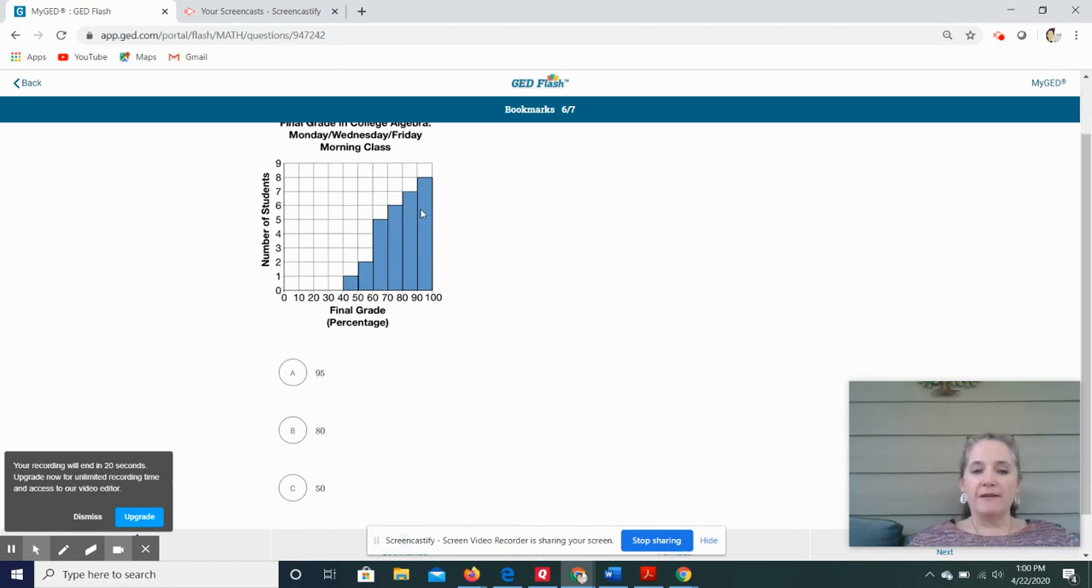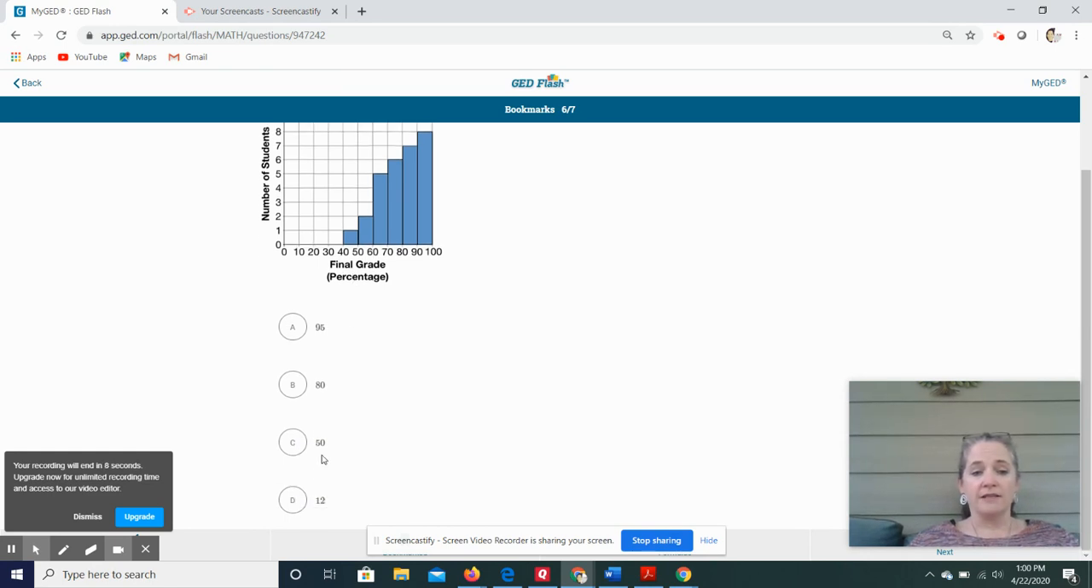So 95, that would be in there. It is not an outlier. 80 would be in here. It's not an outlier. 50 would be in here. It's not an outlier. It's in the data. But 12 would be way over here, and that would be an outlier. So that would be the answer on that one, 12.